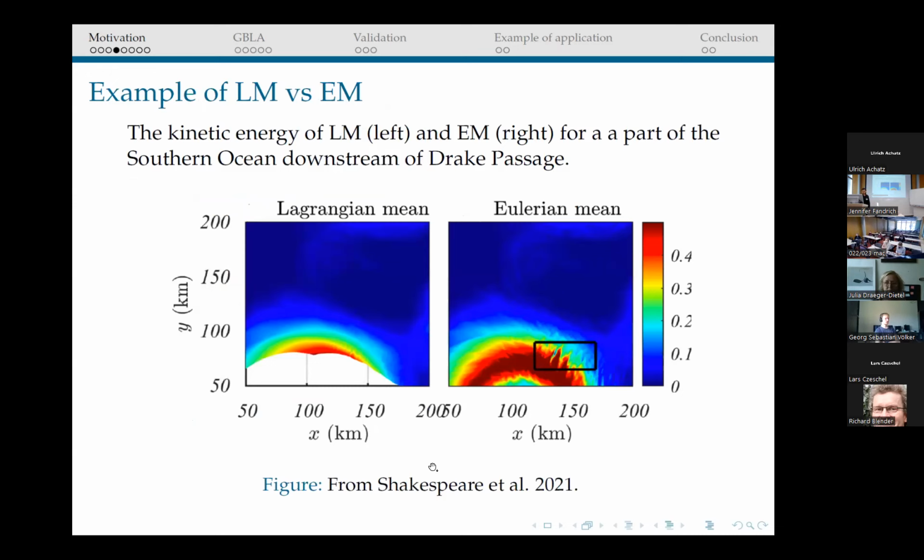This is an example from a study by Shakespeare et al. The part that I'm showing is a part of the Southern Ocean downstream of Drake Passage. These are, I think, kinetic energy of Lagrangian mean quantities and Eulerian mean quantities. As you can see, the Lagrangian mean version managed to remove the waves much better than the Eulerian mean version, where the wave signals are still there. And that's because there was a very strong stream background flow here, which Doppler shifted the frequency of the waves.